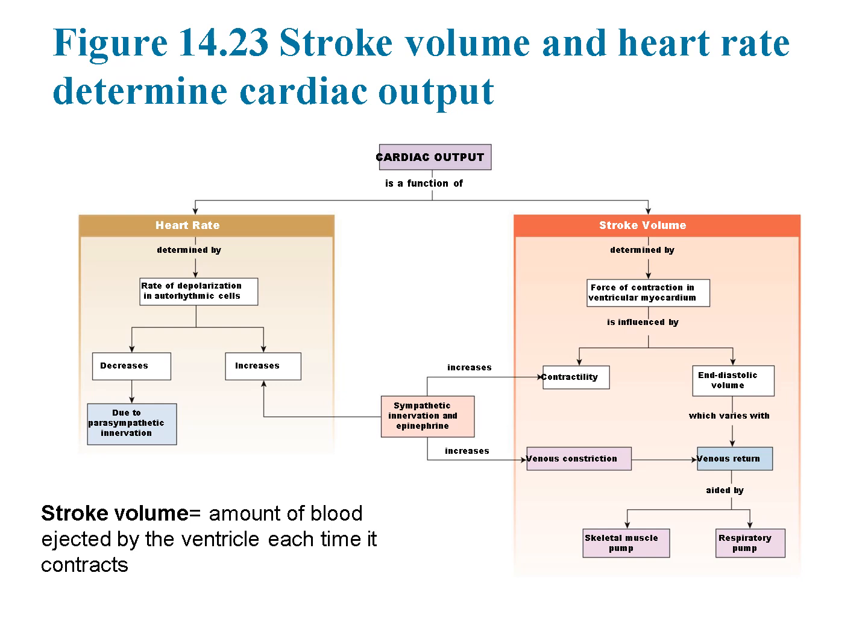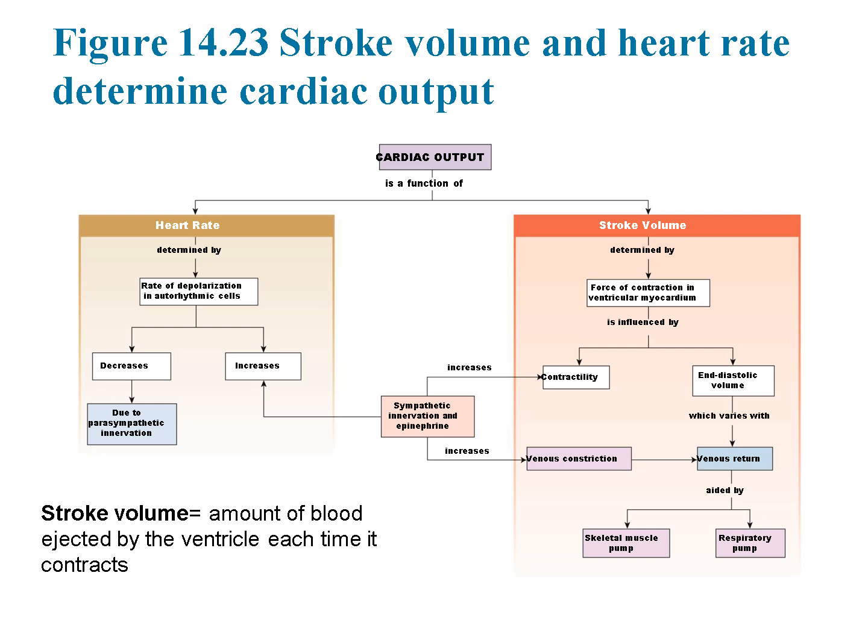Cardiac output is the total volume of blood pumped by the heart per minute and is determined by two key factors: heart rate and stroke volume. Heart rate is controlled by the rate of depolarization in autorhythmic cells. This rate can either decrease due to parasympathetic innervation or increase in response to sympathetic stimulation and the release of epinephrine. When sympathetic activation occurs, the heart beats faster, increasing cardiac output.